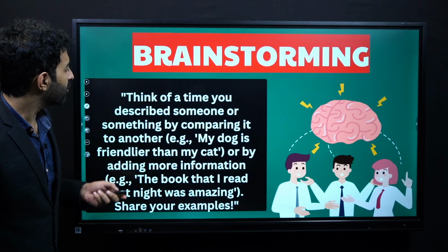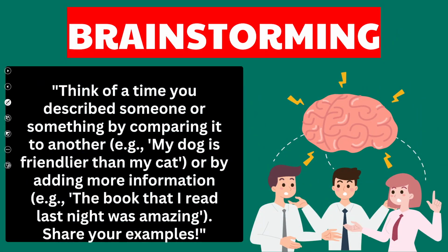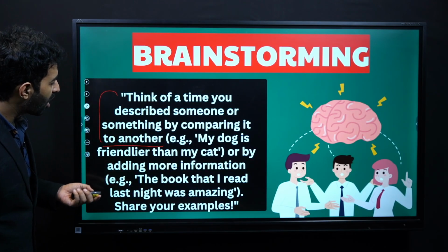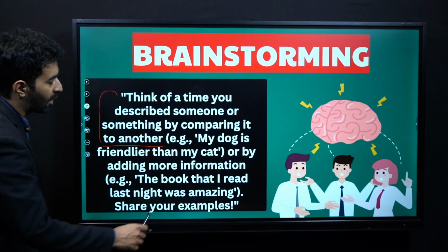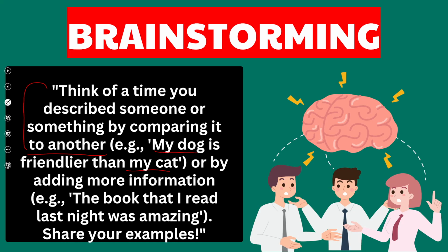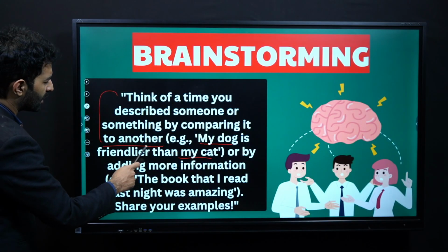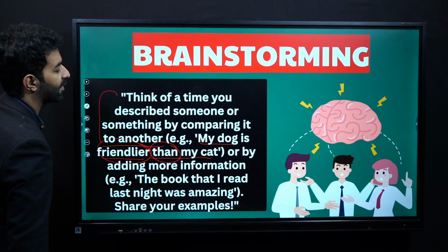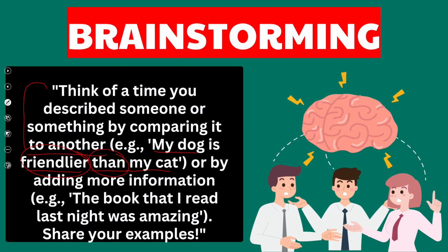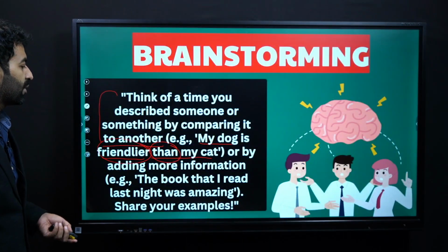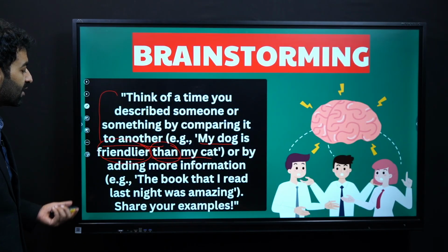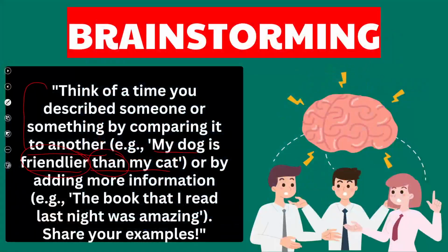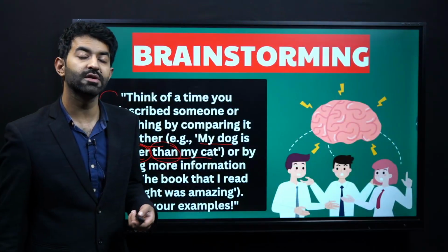Now, think of a time you describe someone or something by comparing it to another. For example, we know the comparison rules. My dog is friendlier than my cat. Now, we compared my dog with my cat by using the comparative degree of the adjective, and then we used "than". Or by adding more information, for example, the book that I read last night was amazing. Now, let's share your examples.